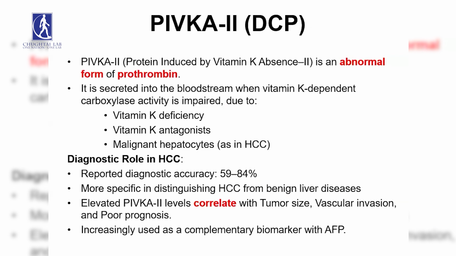PIVKA-II is an abnormal form of prothrombin. It is secreted in the bloodstream when vitamin K dependent carboxylase activity is impaired, due to vitamin K deficiency, vitamin K antagonists, or malignant hepatocytes such as in hepatocellular carcinoma. Its reported diagnostic accuracy in hepatocellular carcinoma is about 59 to 84%, and it is more specific in distinguishing hepatocellular carcinoma from benign liver disease. Elevated PIVKA-II levels correlate with tumor size, vascular invasion, and poor prognosis.